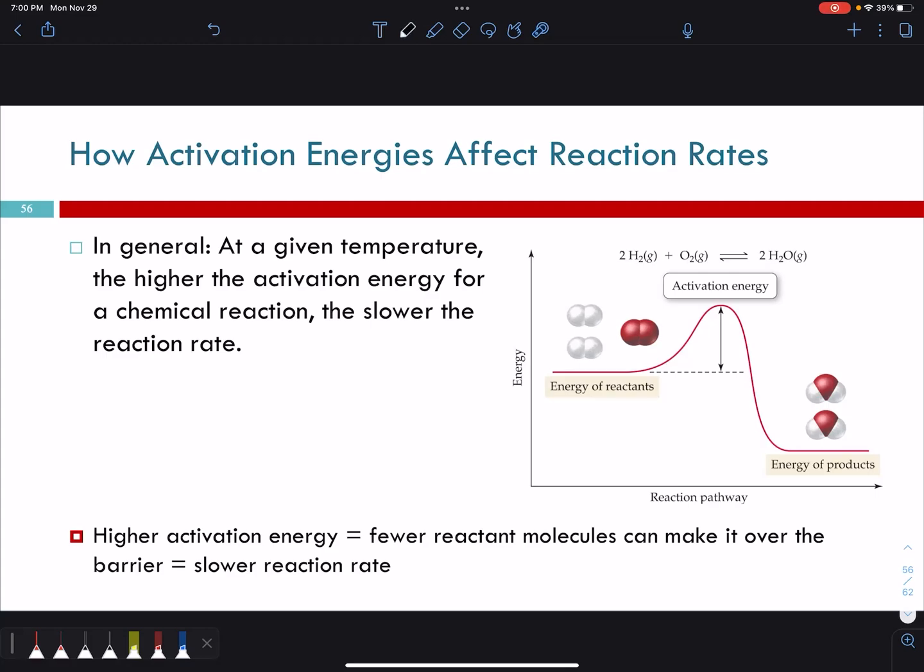So this is a diagram that I was kind of trying to draw earlier. So if we have our reactants here, they have to get over this hill, which is the activation energy, before they can drop down to the energy of the products, which is usually a lower energy.